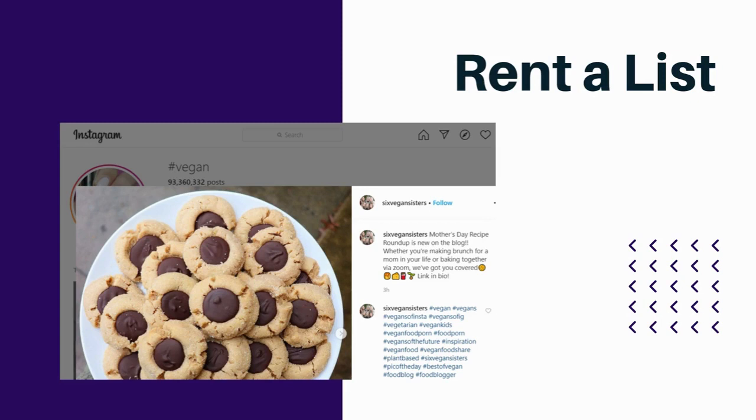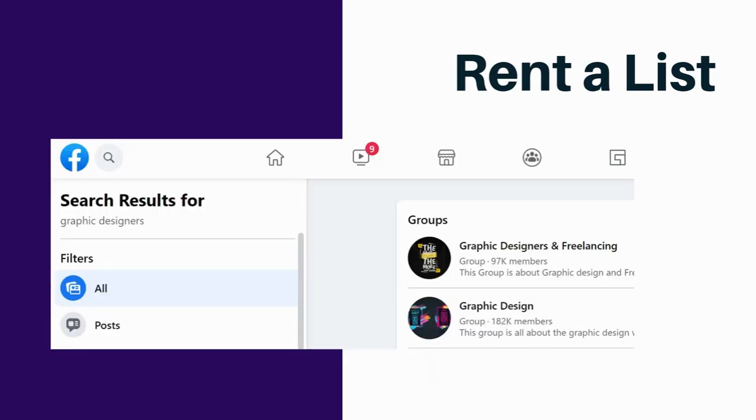Of course, Facebook is also helpful. Search for topics that your target customer is interested in. Look for the leaders of the groups related to those topics. If you're selling to graphic designers, for example, solicit the admins for these groups to see if they could promote your message for a fee.